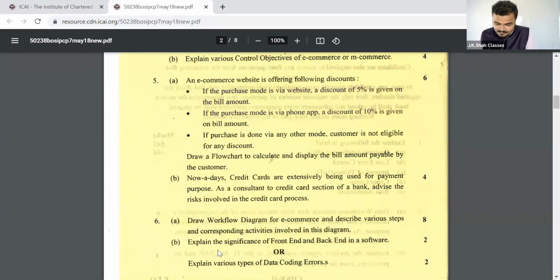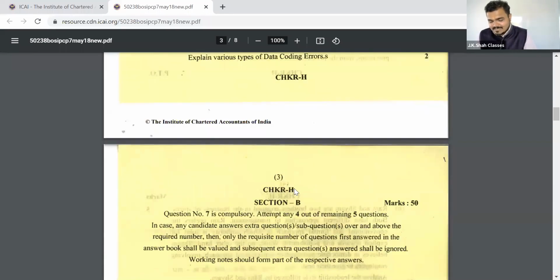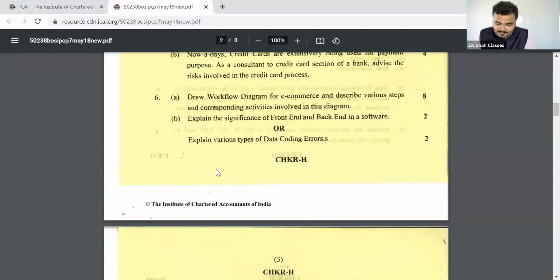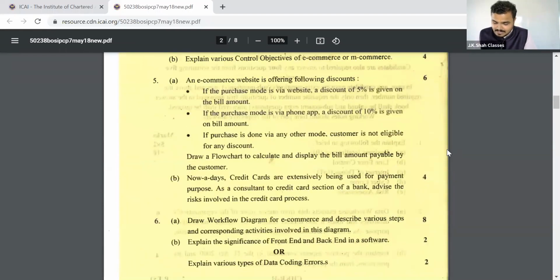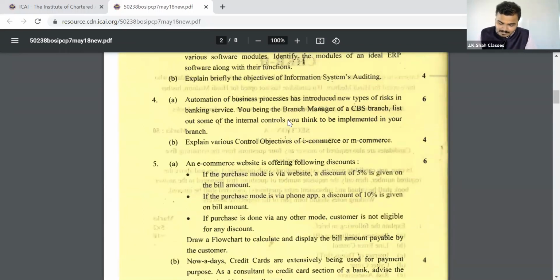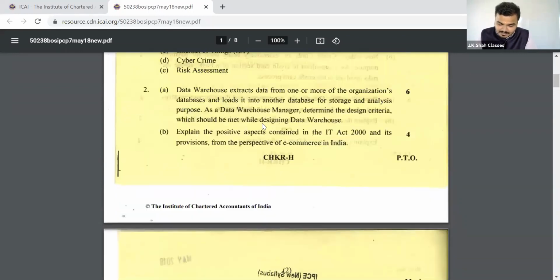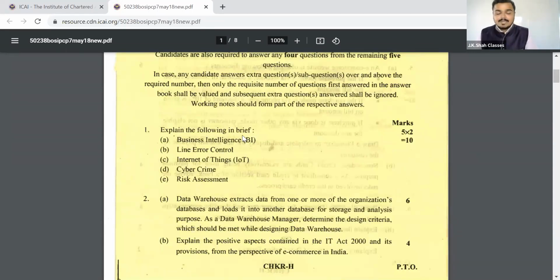See the question number 6B. Sir, explain the significance of front end and back end of the software for 2 marks. People, your IT paper is over and Section B, SM paper, starts. Now just imagine, if you had studied this much also, then this 2 mark question, yes sir, 4 marks, that is 6 marks, then this 6 marks, sir, 12 marks, 12 marks plus this 6 marks, sir, 18 marks, 18 marks plus this question of 2 marks, 18 plus 2, sir, 20 marks are already done.